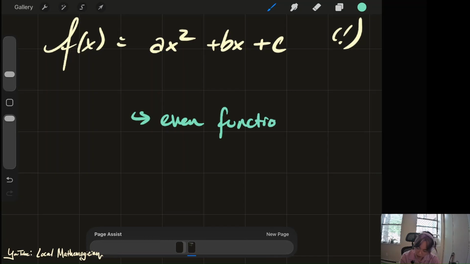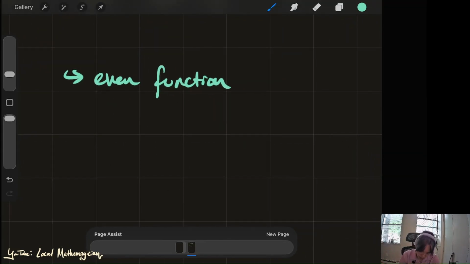And what do we know about the end behavior of even functions? Again, you should know this, but I will remind you if you don't. The end behavior of an even function is symmetrical. That is, both sides either open up or both sides open down, okay? So symmetrical end behavior.